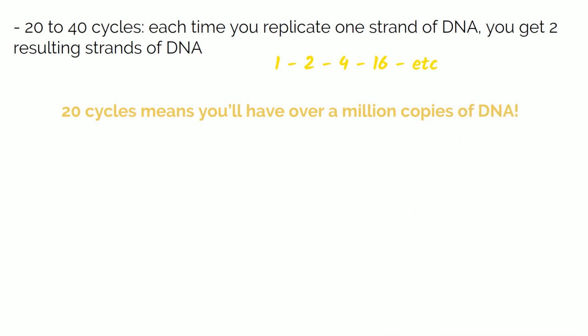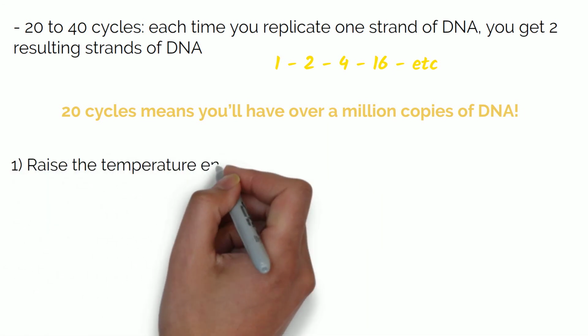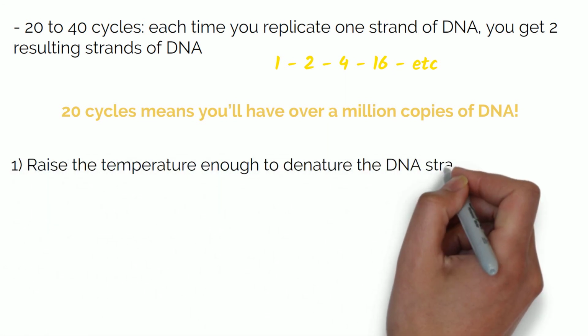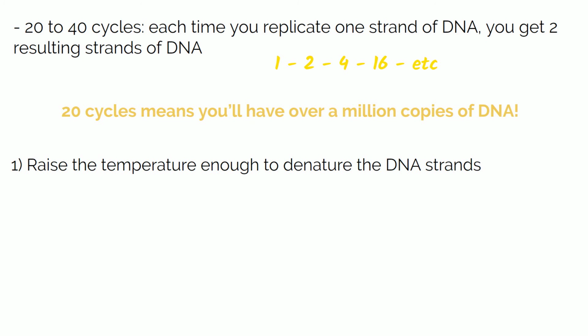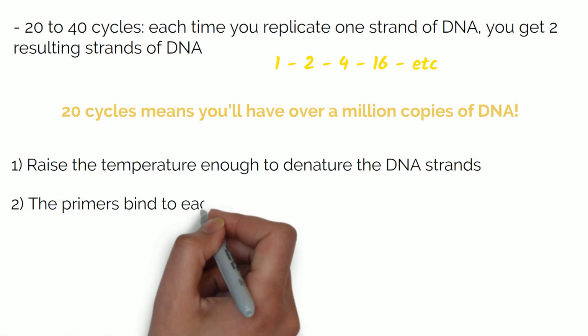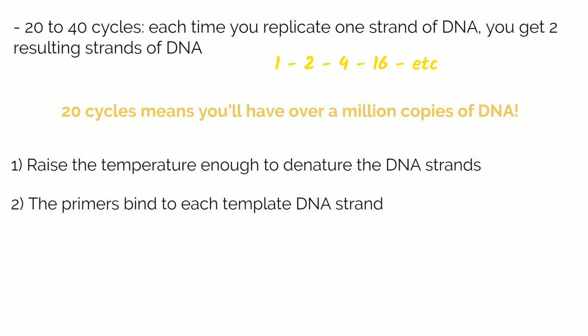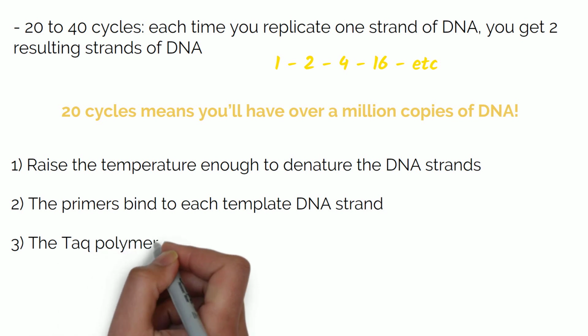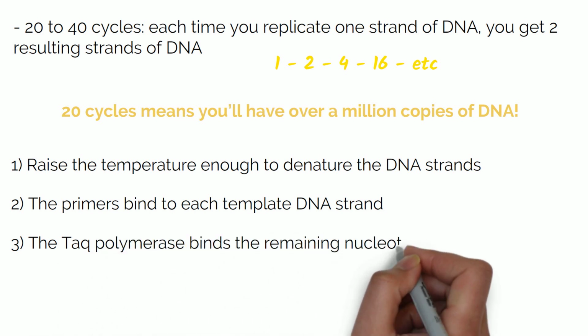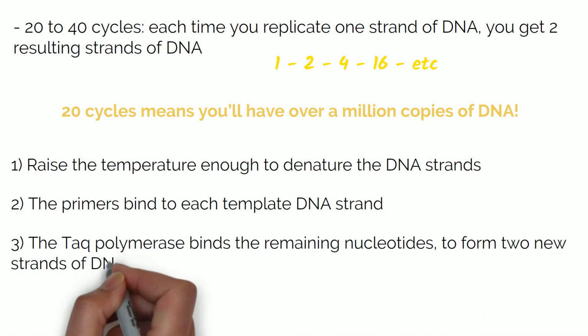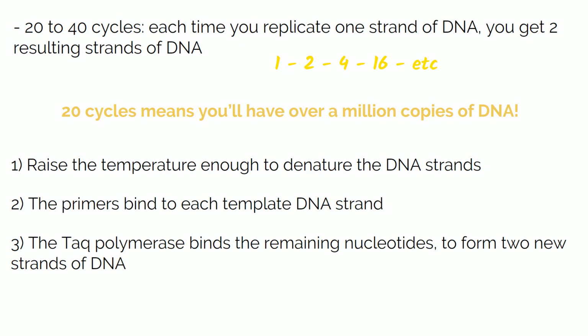So during this process, the first part of each cycle is to raise the temperature enough to denature the DNA strands, so the 2 complementary strands are separated by the heat. Then, the primers bind to each template's DNA strand, and then the Taq polymerase binds the remaining nucleotides to form 2 new strands of DNA. This is one cycle, so this is all repeated between 20 to 40 times, depending on what the DNA is going to be used for.